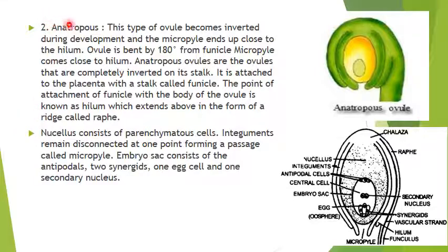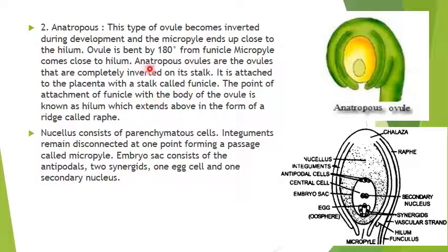Now the second type is the anatropous ovule. In this type, the ovule is completely inverted during development and the micropyle ends up close to the hilum. Here you can see that the ovule is completely inverted, bent by 180 degrees from the funicle, and the micropyle comes to the hilum. Here you can see the position of the hilum and micropyle. They lie on the same plane or come close together.